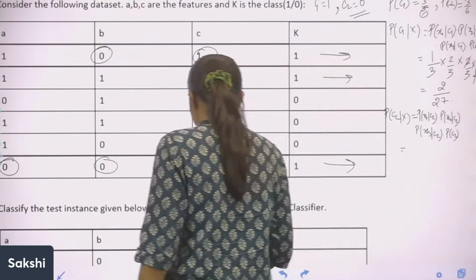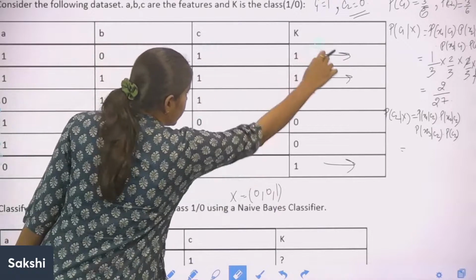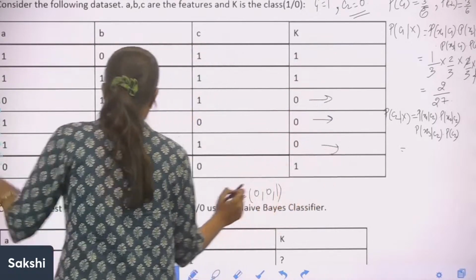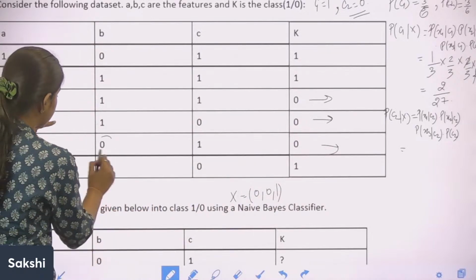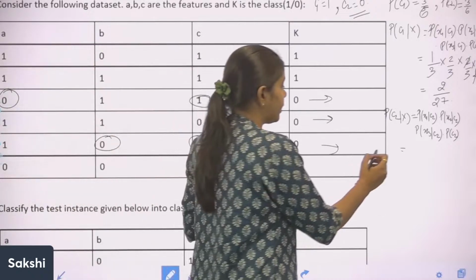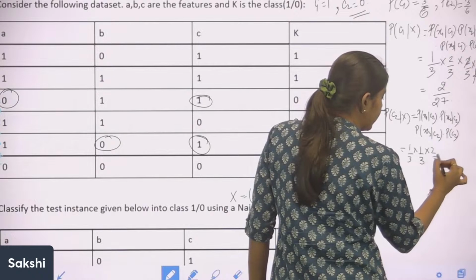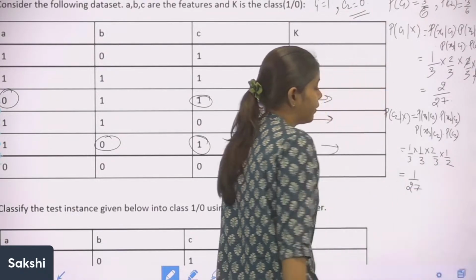So let's solve it for this one. Now I have three examples, these three examples. So let's see 0, 0, 1. We have 1, 0 here, and I need 0 here. This is 0, and these two are 1. Right? Now if I write down the probability, this would become 1 by 3, 1 by 3, 2 by 3, and 1 by 2 is given. So on solving, we'll get the probability 1 by 2, 1 by 27.